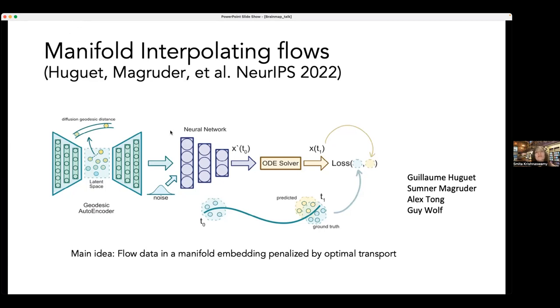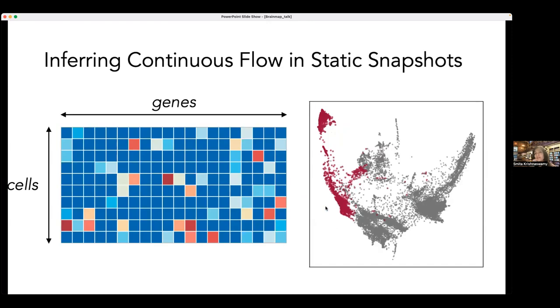It's called manifold interpolating flows. And the main idea is to actually learn a manifold intrinsic latent space based on the diffusion operator, and then take the data here and flow it using a neural ordinary differential equation. This is a neural network that gives the derivative, and you send it through an ODE solver, and it can give you dynamics. So I'll talk a little bit about how to do this.